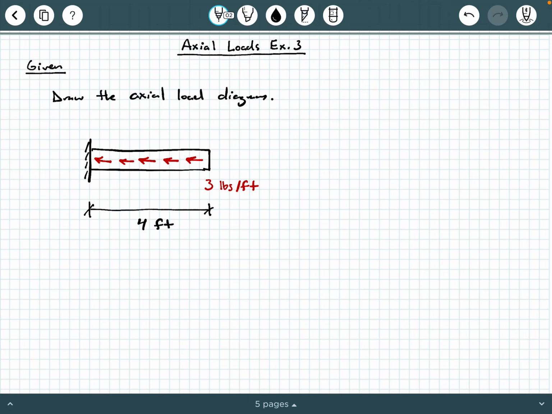Hey everybody, Dr. A here, and in this video we're going to be exploring another axial load example. Given to us, we're being told to draw the axial load diagram.